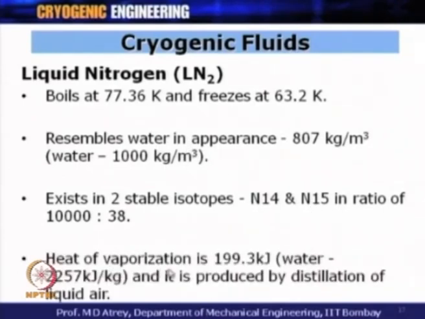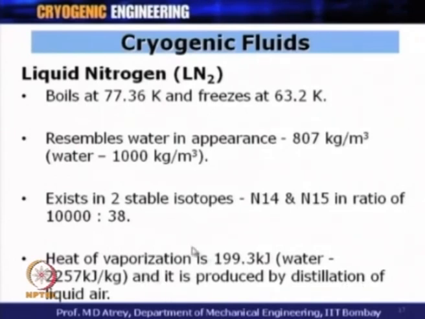The heat of vaporization is 199.3 kilojoules. Again, this is a latent heat we are talking about. So, if I were to get a cooling effect at 77 Kelvin, what I will get from 1 kg of liquid nitrogen is 199.3 kilojoules, while if I compare the same with water, it is an order of magnitude more for water, which is 2257 kilojoules per kg for water.